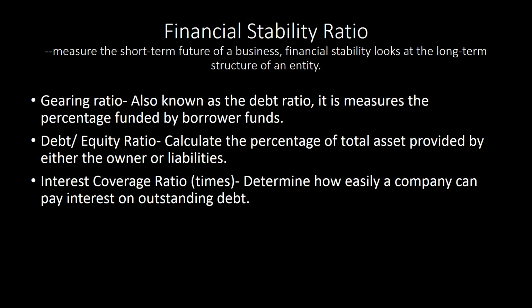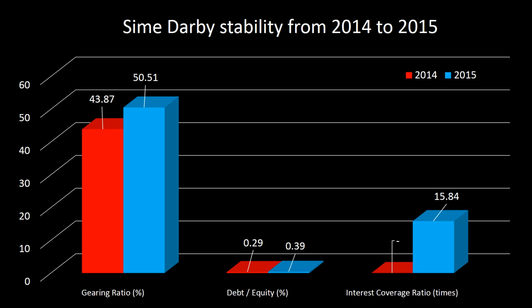Financial stability ratio is a ratio to measure the short-term future of a business. Financial stability looks at the long-term structure of an entity. The examples of financial stability ratio are gearing ratio, debt/equity ratio and interest coverage ratio. Gearing ratio, also known as the debt ratio, measures the percentage funded by borrowed funds. Debt/equity ratio calculates the percentage of total asset provided by either the owner or liabilities. Interest coverage ratio determines how easily a company can pay interest on outstanding debt.